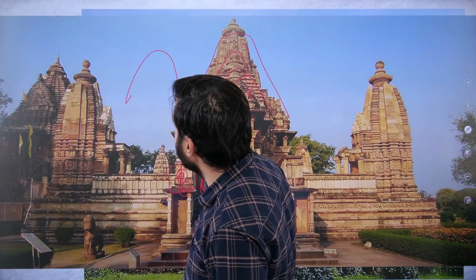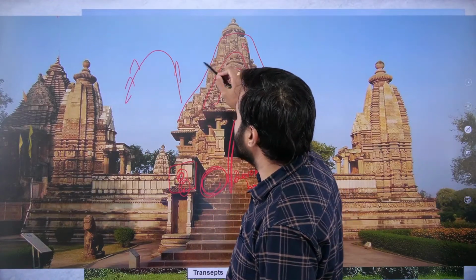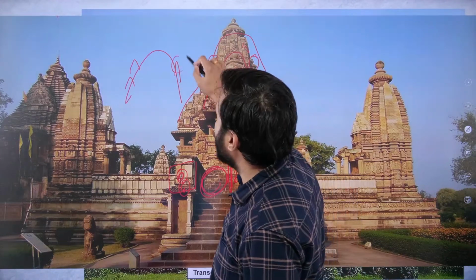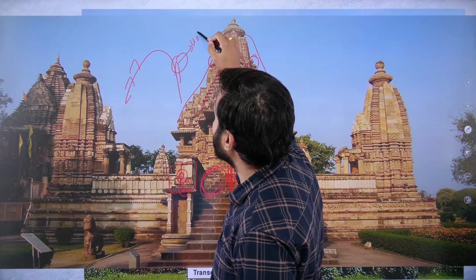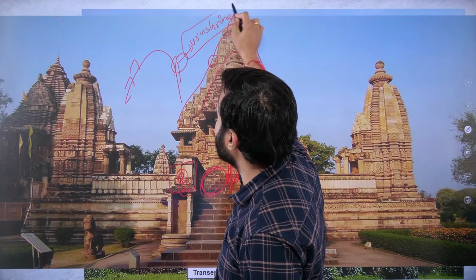Suppose this is the tower. Over the tower here, we have a small tower, right? These additional structures are called Urushringa, right? Urushringa. Okay, Urushringa. I hope you understood the meaning of Urushringa.